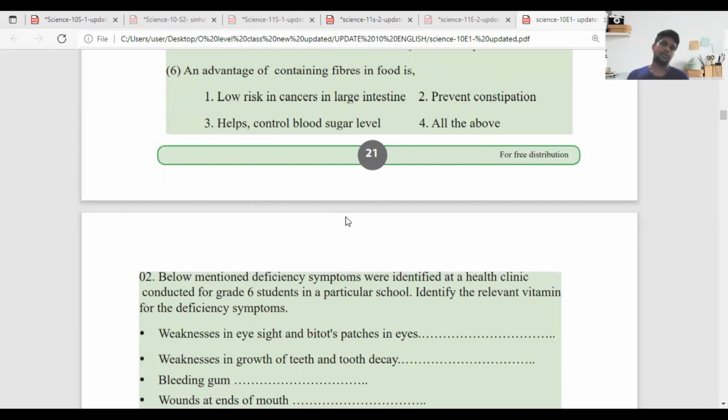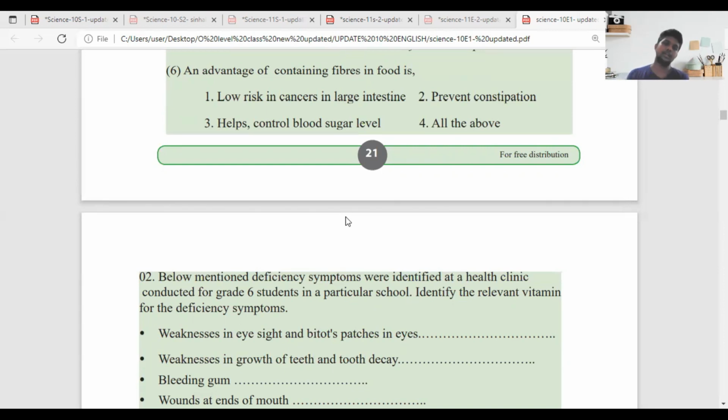When we consider our meal, what are the main things that we want to include in our meal? Carbohydrate, protein, lipid, water, minerals, vitamins, those are the things. So when we go through the fiber, Daru, it has the ability to minimize the risk of cancers. That's why they have explained low risk of cancers in the large intestine. It is one function of fiber. Preventing constipation is also another function of fiber.